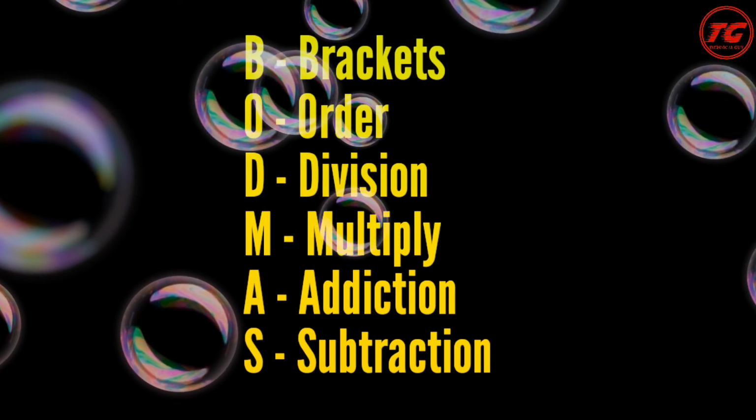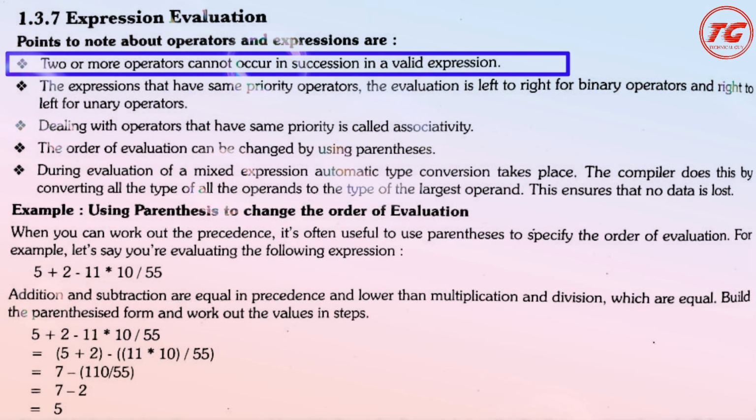Here we have expression evaluation. The first point is that two or more operators cannot occur in succession in a valid expression. Only one operator can come in between two operands. We cannot add two operators between two operands. For example, if we have to add something, we write x plus y, but we can't write x plus plus y, because two operators cannot exist continually.